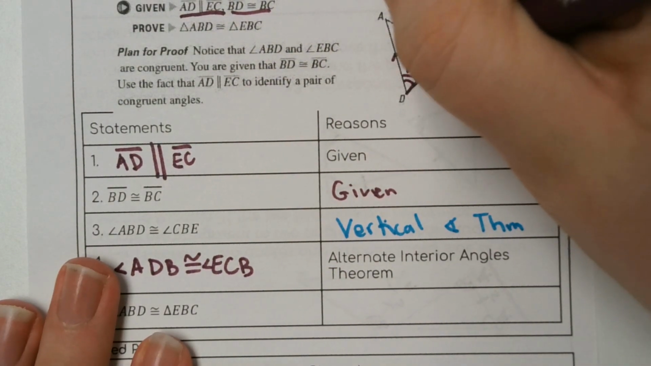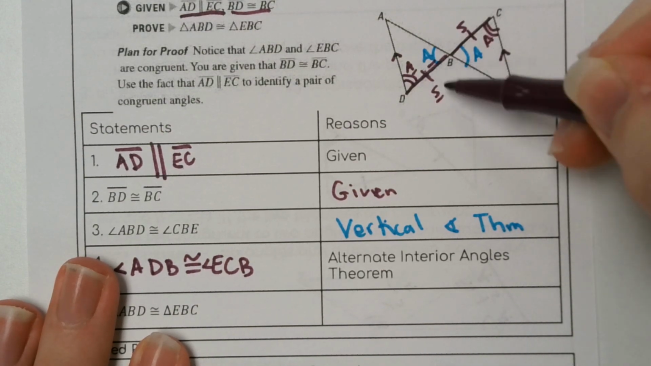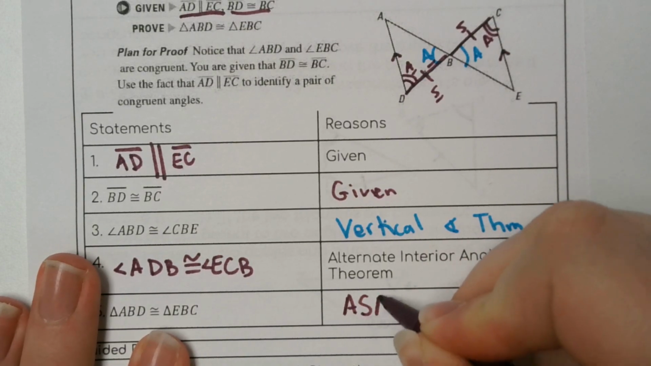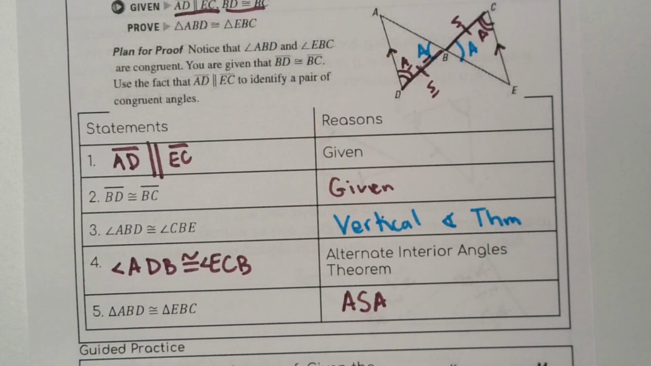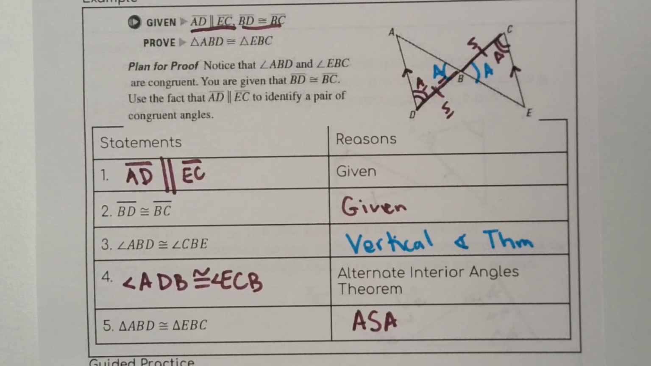Okay, so that's another A. So if we were to label this out, we have two angles and the included side. So it would be ASA, because the side's in between the two angles. Any questions on that one? Okay.